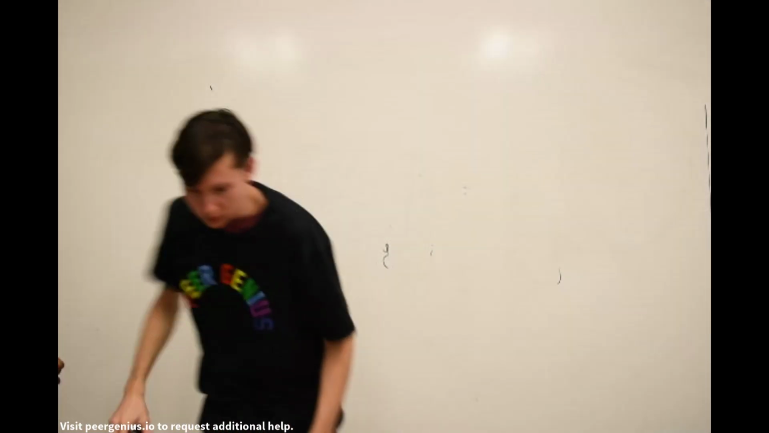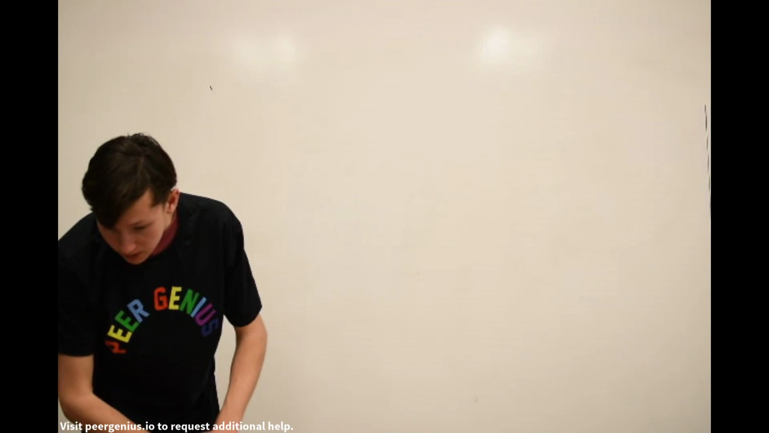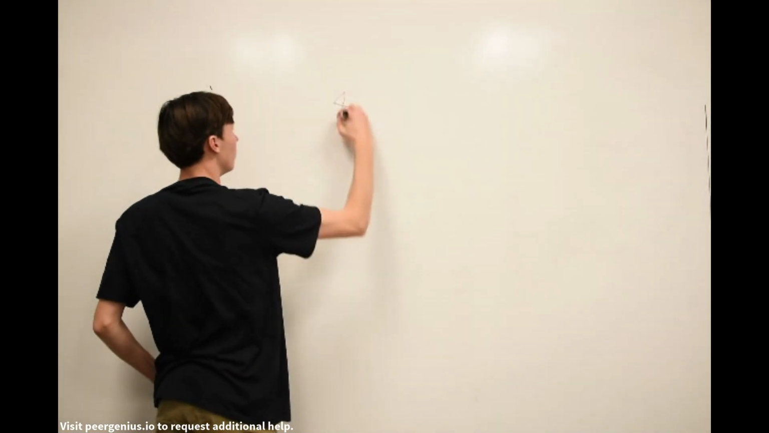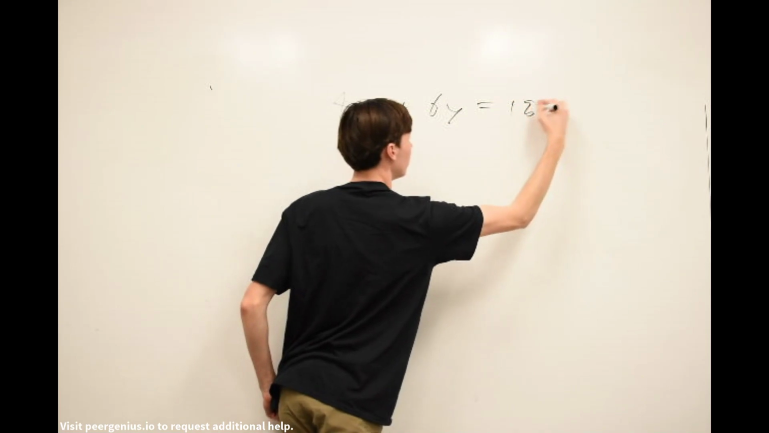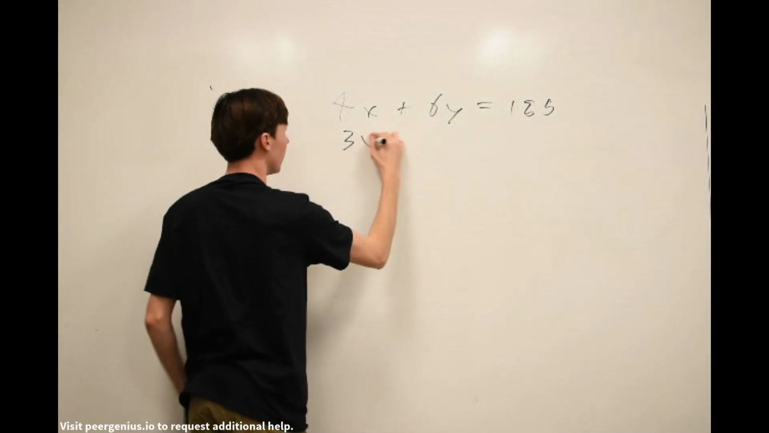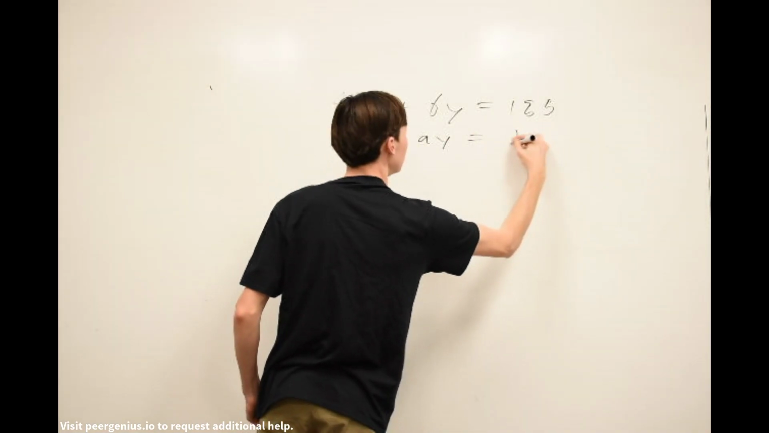All right, so for problem 12, there are an infinite number of solutions to the system of equations 4x plus 6y equals 155, and 3x plus ay equals b, where a and b are real numbers. Let me write that out. 4x plus 6y equals 155, and 3x plus ay equals b.